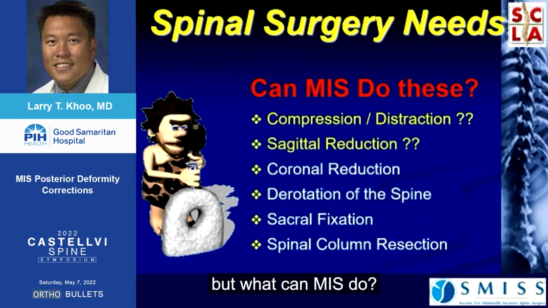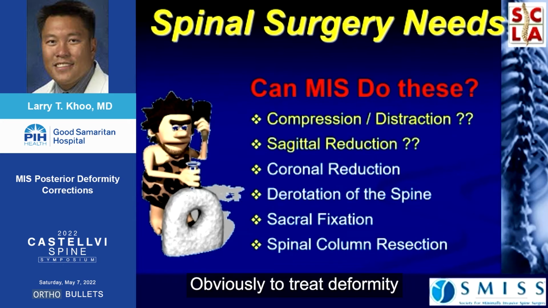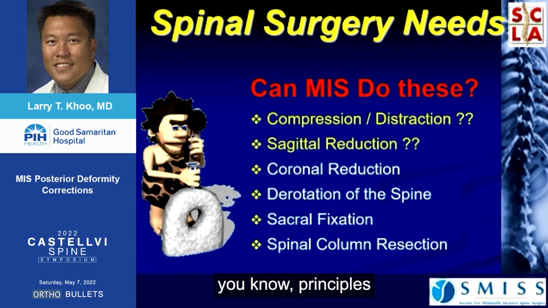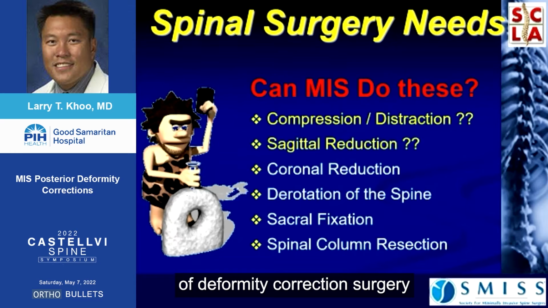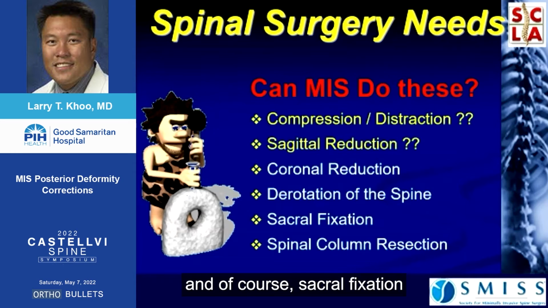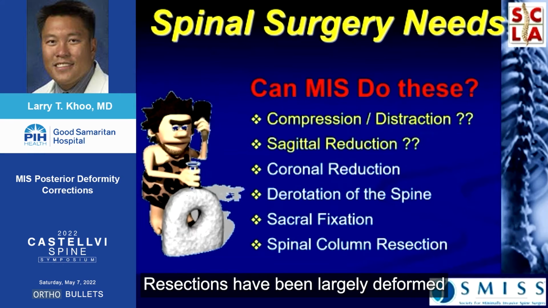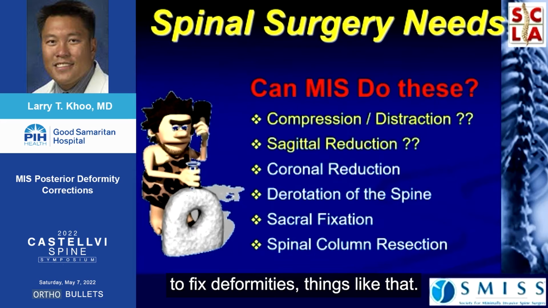But what can MIS do? Obviously, to treat deformity, we have to compress, we have to reduce sagittally, we have to reduce coronally, we have to derotate the spine, principles of deformity correction surgery. And of course, we need sacral fixation and things like PSOs or anterior column resections to do larger, fixed deformities, and things like that.